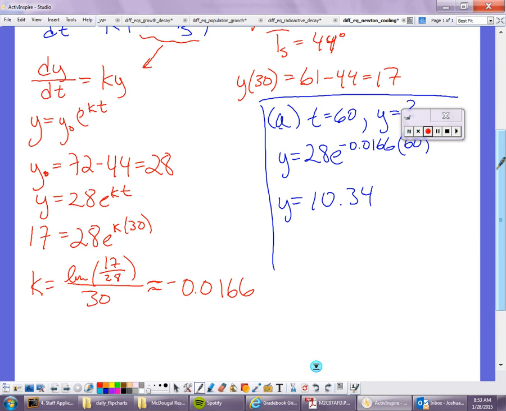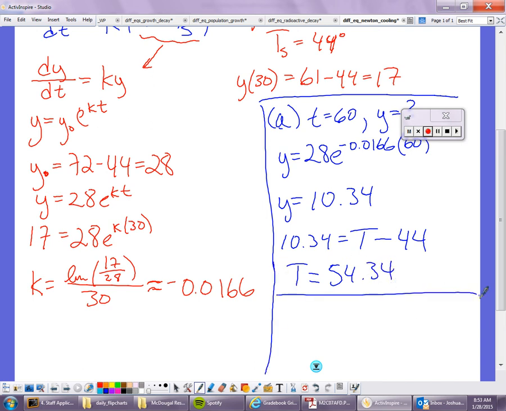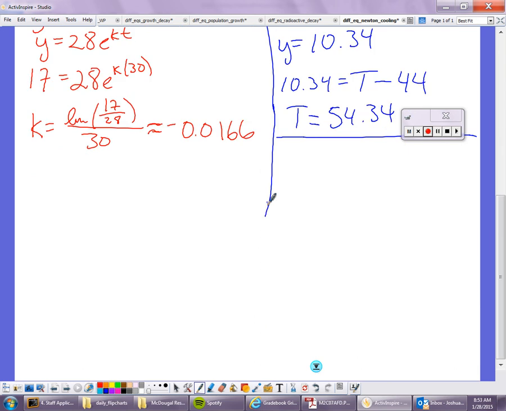Now, be careful with this because, remember, Y is not telling us the temperature of the object. It's telling us the difference between the temperatures. So it's telling us that 10.34 equals the temperature of the bottle of pop minus the temperature of the surroundings, which is 44. So we end up with T equals 54.34. You might get a slightly different answer depending on how you rounded it, or if you just left it as it was.